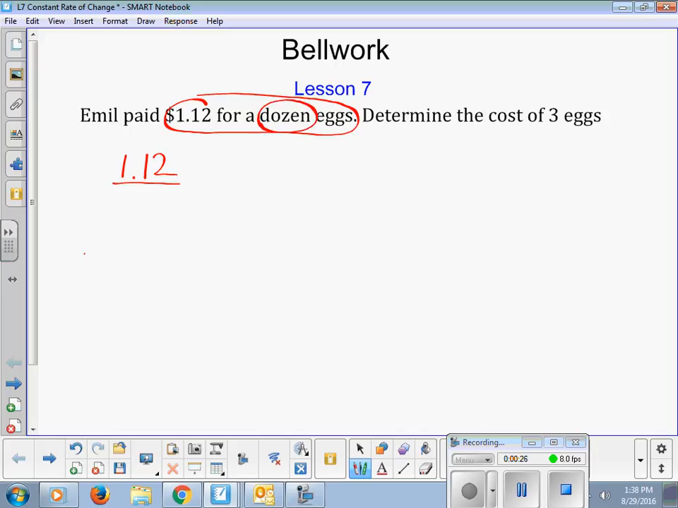Over how many eggs are a dozen? 12. So we have over 12. We know that we have money in the numerator and eggs in the denominator. We're setting that equal to a fraction. We want to determine the cost of 3 eggs. So we put 3 in the numerator or in the denominator? Denominator with eggs. And we're going to cross multiply.